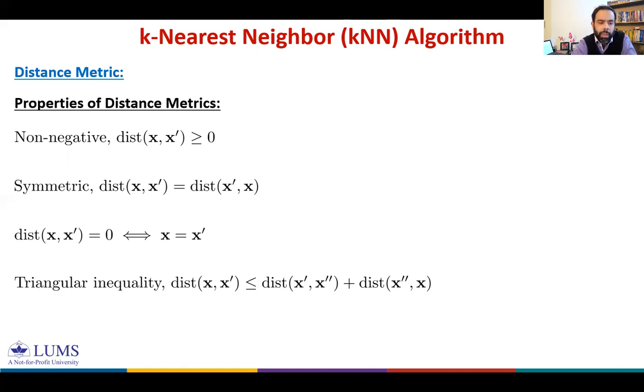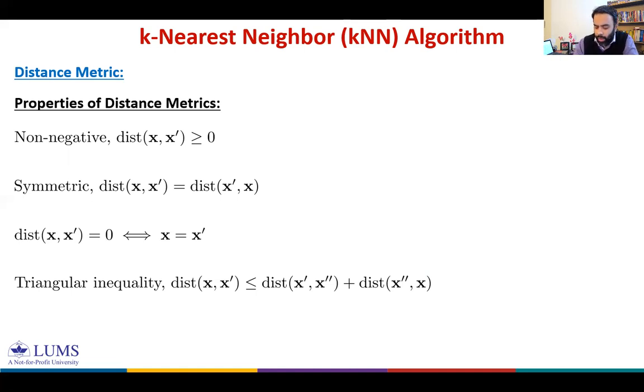So if you know the properties of norm, you can use those properties to write these four properties. The distance, obviously, has to be non-negative. It has to be symmetric because norm is absolutely homogeneous. And distance of x, x dash equal to 0 is equivalent to the norm of x minus x dash being 0, which is equivalent to x being equal to x dash. And finally, we have the triangle inequality.